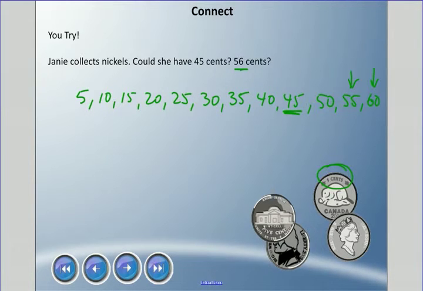Well, there you have it, folks. That is skip counting and using it to help us figure out multiplication problems that we do not know.